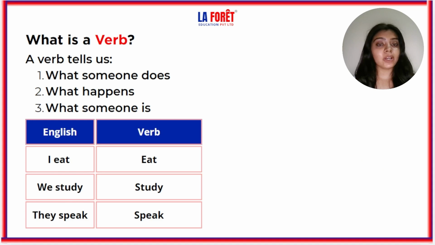Now let's understand what a verb is first. So a verb tells us what someone does. अब कोई क्या कर रहा है उसके बारे में वो वर्ब बताता है. So what someone does, then what happens, क्या हो रहा है, and what someone is, क्या someone है. So ये three things बताता है. So see here, I eat. Now eat is the verb here. We study. Study is the verb here, and they speak. Speak is the verb here. So this is a verb. I hope आपको समझ आया होगा that what is a verb exactly.